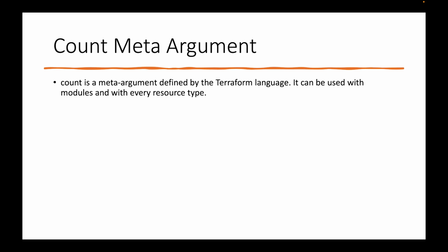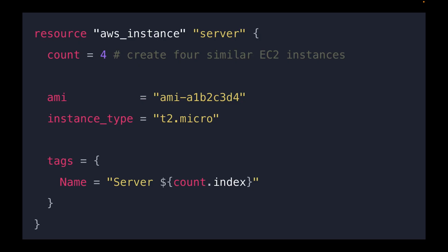With the count argument, you don't have to do it that way. You can now say, I want to deploy a resource, and you can tell within that block how many resources you want to be deployed. If you look at the screen right now, it says resource AWS instance server. So this is going to be an EC2 instance. I understand that we're doing Azure, but I'm just showing you something that was on the Terraform website.